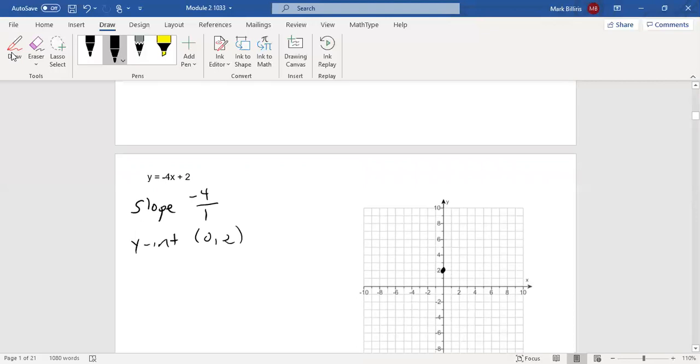My slope is negative 4 over 1. So the change in the rise is negative 4. A negative change means I'm going down 4 units. So from positive 2 on my y-axis, I go down 4 units. And then my denominator is positive 1, so I move to the right 1 unit. Next, I just connect these with a line.